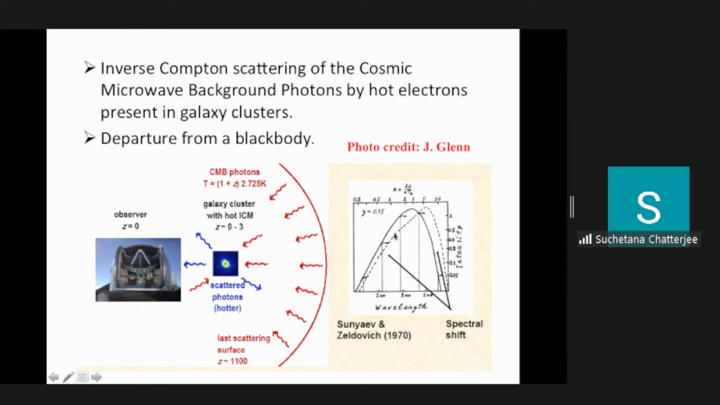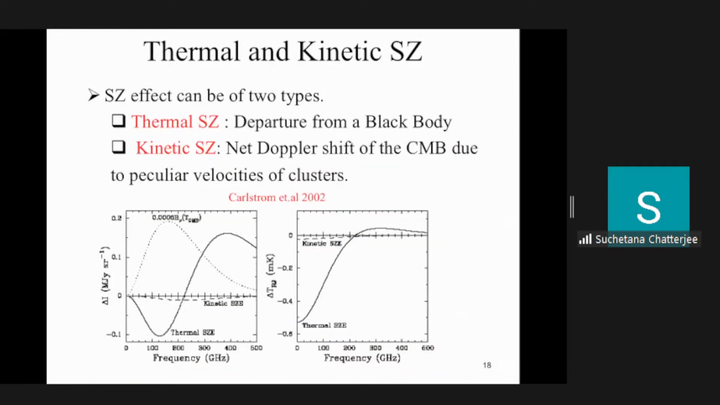So you can see that this dashed line is a shift, and what happens is that there is a crossover between the solid and the dashed line. At this crossover frequency, called the null frequency, the flux of the shifted distribution is exactly the same as the black body. Below this frequency or wavelength, the dashed line is below the solid line, and above this, the dashed line is above the solid line. That means the flux is lower here, the flux is higher here, and that comes as hot and cold spots in the CMB. And this is called the thermal Sunyaev-Zel'dovich effect.